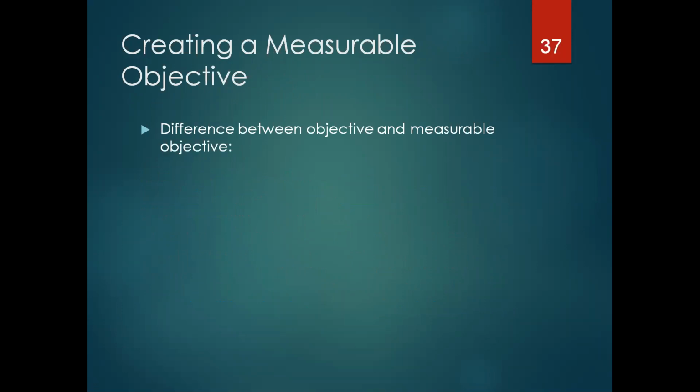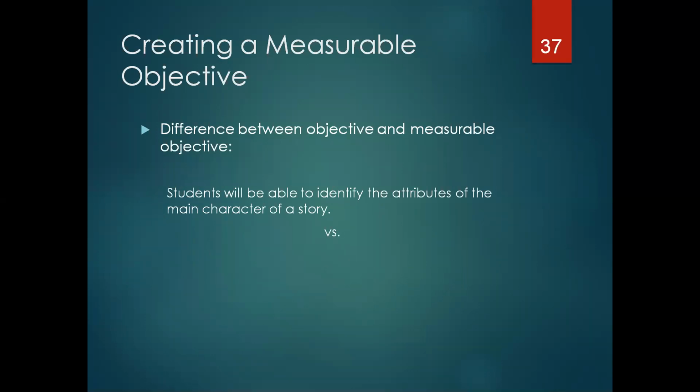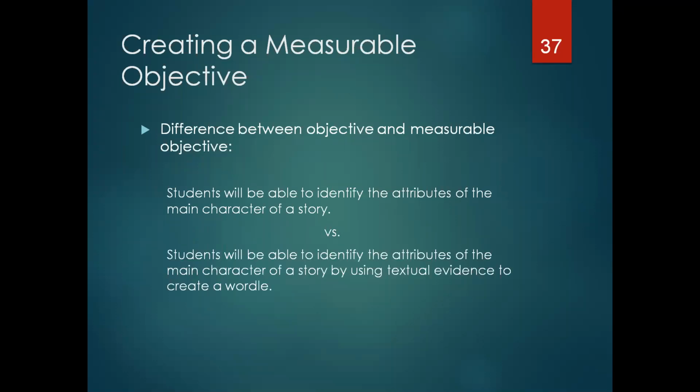So the difference between an objective and a measurable objective: if I have an objective here, which is students will be able to identify the attributes of the main character of a story, that's an objective. I'm going to make it measurable right here. Students will be able to identify the attributes of the main character of a story by using textual evidence to create a wordle. You see the difference between the two? You have a target, a goal of what students will be able to do, but how are they going to do it? You have to have that by statement, okay? That's how you write a good objective, and it's going to make your teaching much more focused when you start writing your lesson plans.